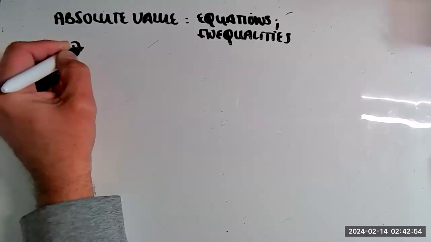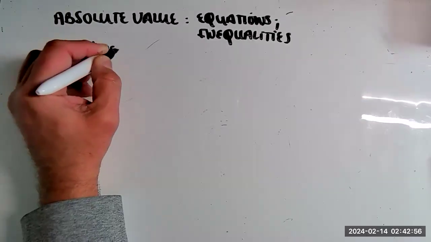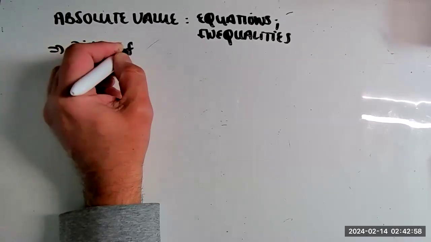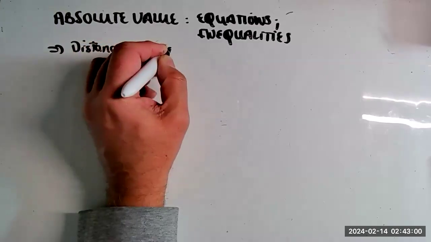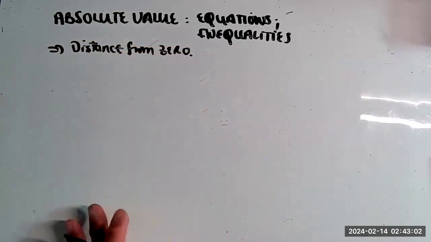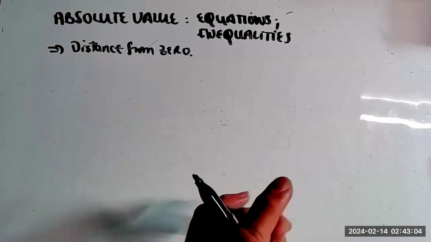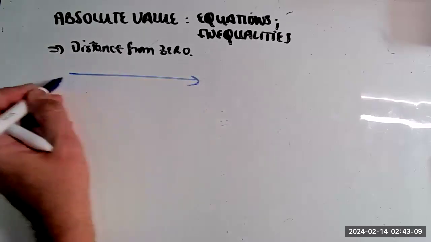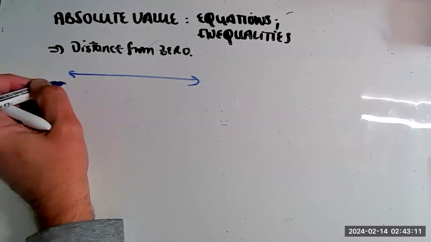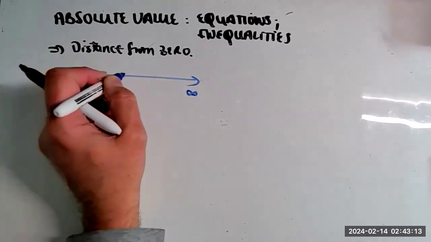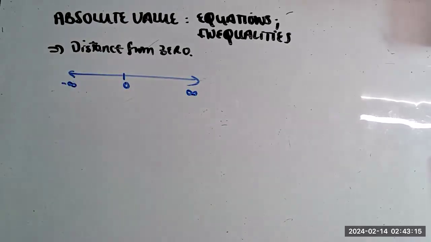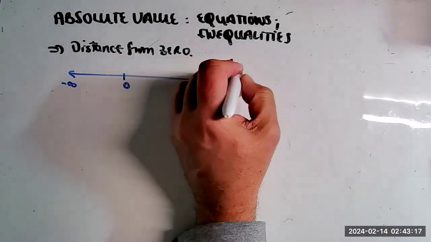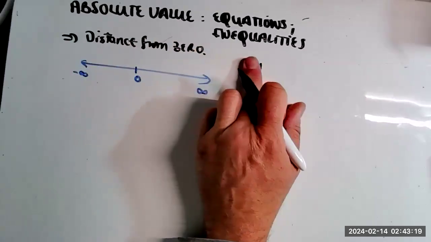It measures, of course, distance from zero. Absolute value measures distance from zero. So if I have my real line, from negative infinity to infinity, and this guy is zero here, and I ask the following: absolute value of x.